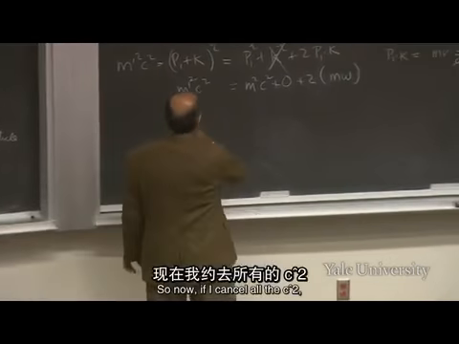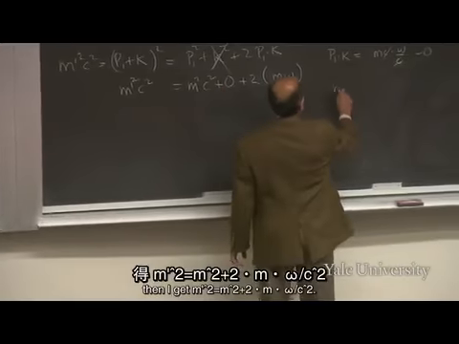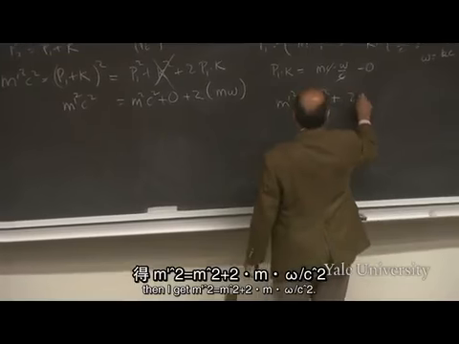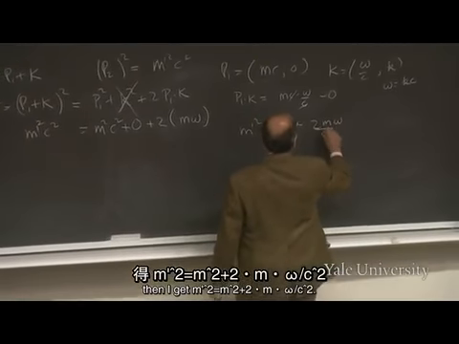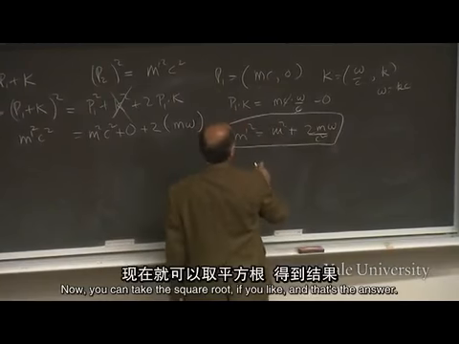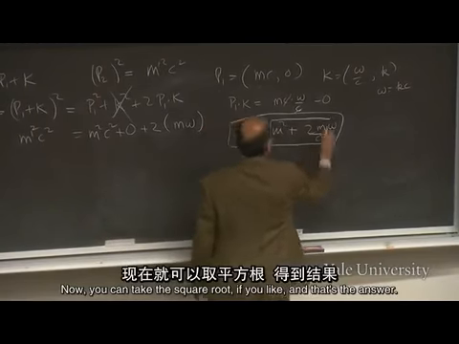So now, if I cancel all the c squares, then I get m prime square is m square plus 2 m omega over c squared. Now you can take the square root if you like, and that's the answer.